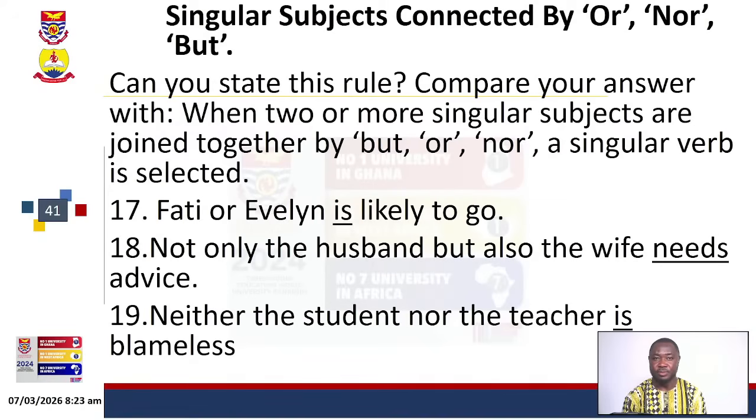Good. The second general rule: singular subjects connected by or, nor, and but. That is what we are going to talk about now. When you have singular subjects that are connected by or, nor, and but, there is a rule for it. Pay attention. Now, when two or more singular subjects are joined by but or nor, a singular verb is selected.